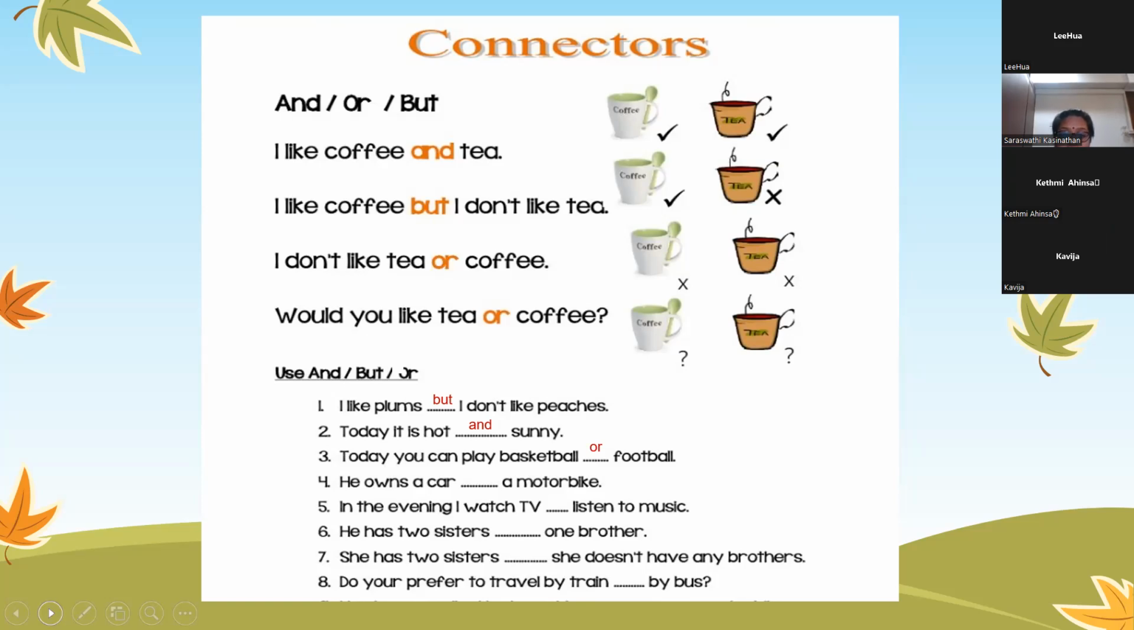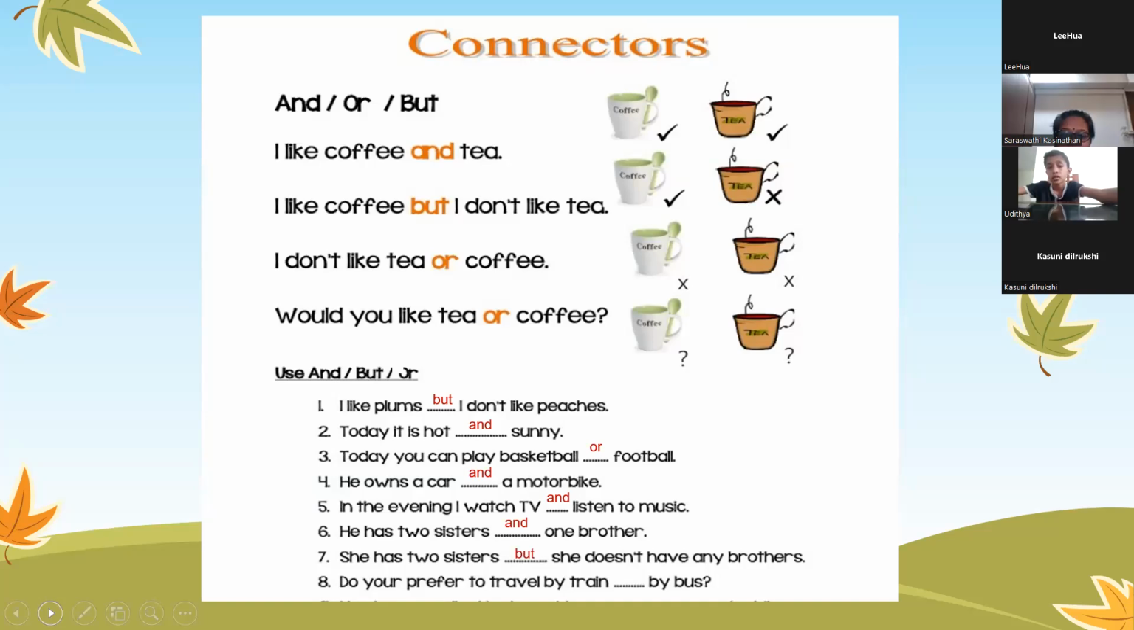Okay, number 4. He owns a car and a motorbike. Excellent. Number 5. In the evening, I watch TV and listen to music. Excellent. Well done. Number 6. He has two sisters and one brother. Very good. Number 7. He has two sisters, but he doesn't have any brothers.